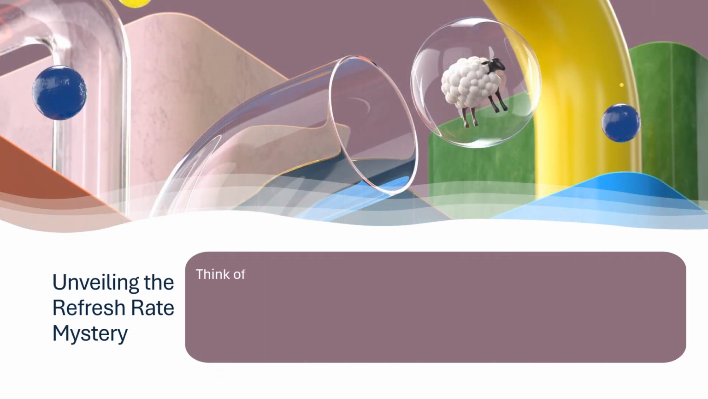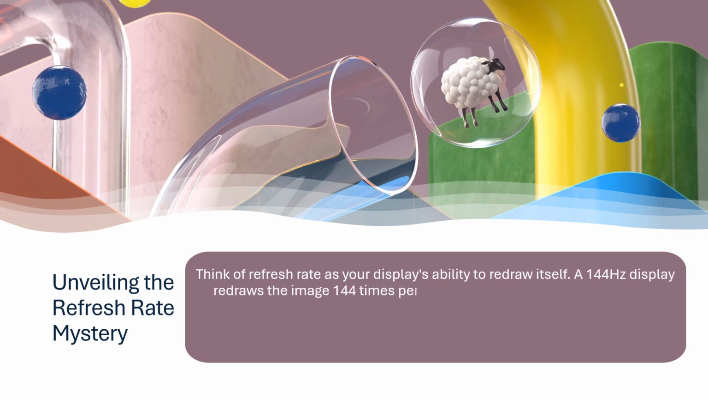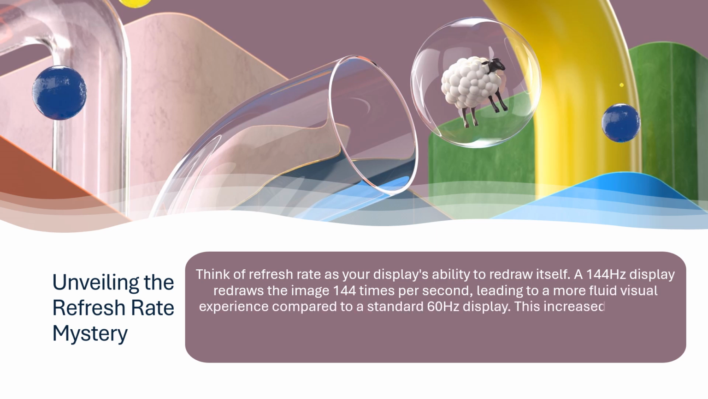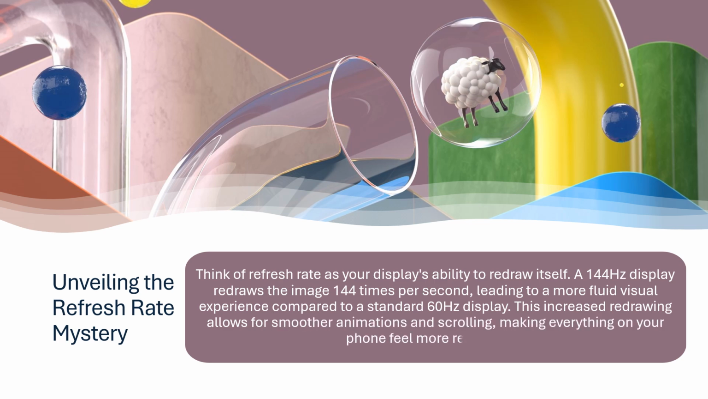Unveiling the refresh rate mystery. Think of refresh rate as your display's ability to redraw itself. A 144 Hz display redraws the image 144 times per second, leading to a more fluid visual experience compared to a standard 60 Hz display. This increased redrawing allows for smoother animations and scrolling, making everything on your phone feel more responsive.